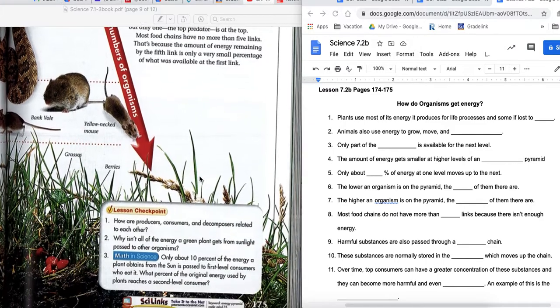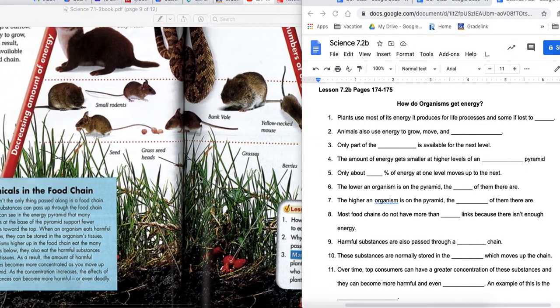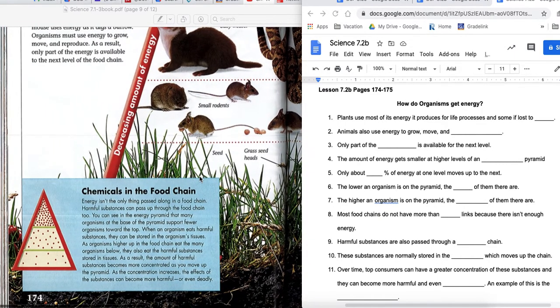Okay, now the other thing we're going to do is go back to a couple days ago when we were talking about harmful substances and how animals almost became extinct. I think that was in lesson one on Tuesday. We're back. This is talking about the chemicals in a food chain. Energy isn't the only thing passed along in a food chain. Harmful substances can pass up through the food chain too. So your number nine here in your notes: passing the harmful substances up the food chain.